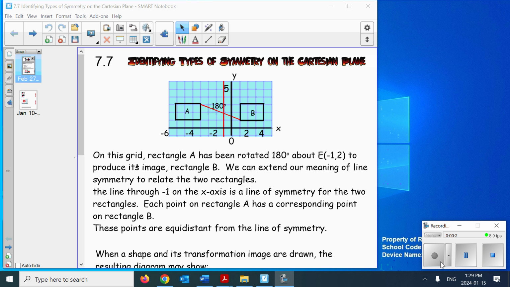On this grid, take a look at this grid because I'm reading about it. You guys better be looking about it. On this grid, rectangle A has been rotated 180 degrees about, and this is where it gets tricky, E. Now, you guys are aware from grade 8, X comma Y, right? Negative 1 comma 2. Now, I'm going to write something above that negative 1 and 2 in case some people forget. And that's fine.